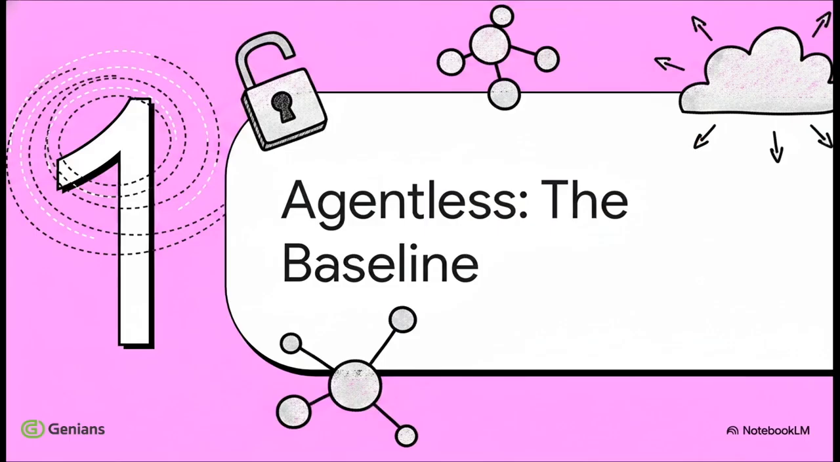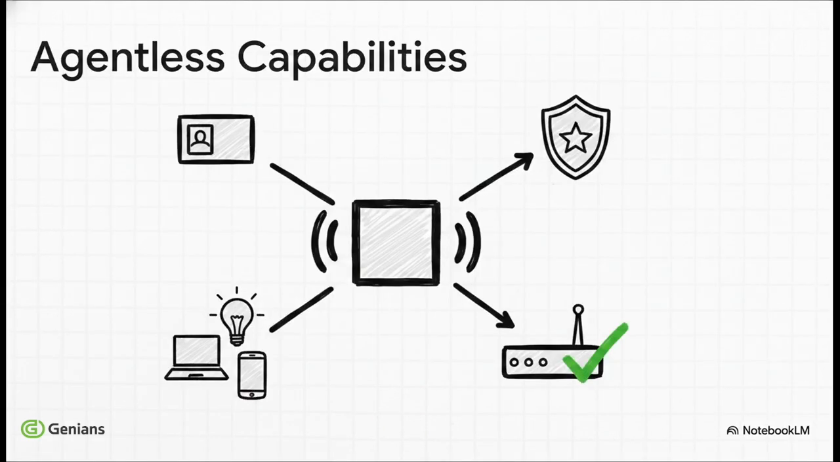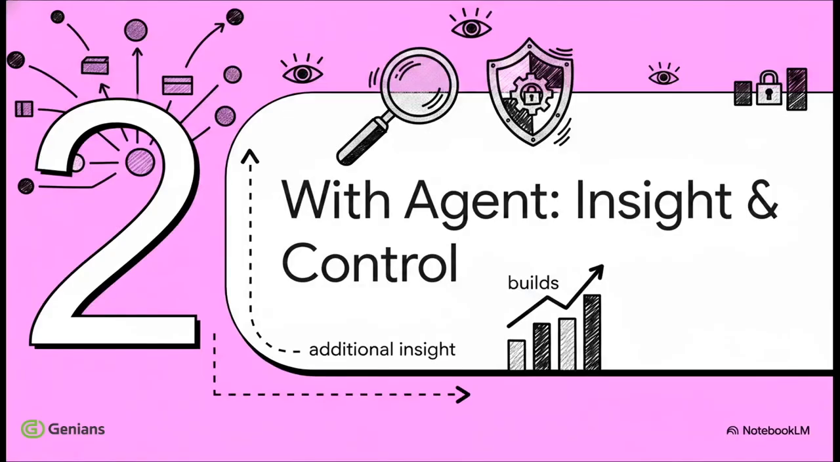To understand how this works, we have to start with the baseline, which is an agentless system. Agent installation is optional. The Genian NAC states the system can be configured without an agent. So, what does Agentless provide? The network sensors give you IP and MAC address detection and identify the device platform. All 7 enforcement methods can be applied in this mode. That provides coverage for devices like IoT and OT equipment, and it's all done without reconfiguring your network. So that's the agentless baseline.